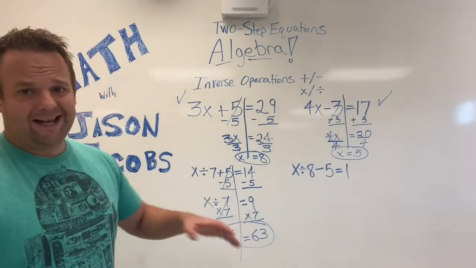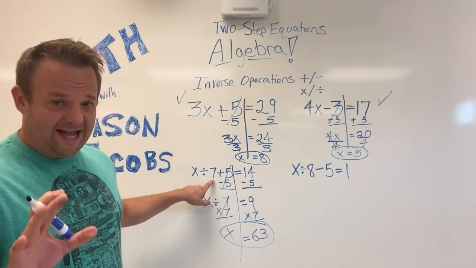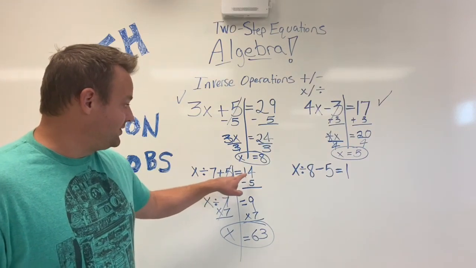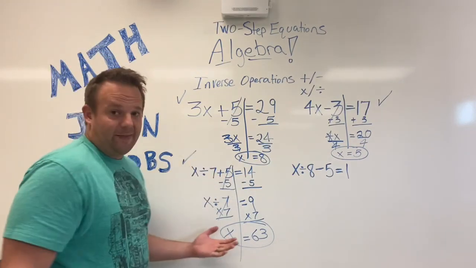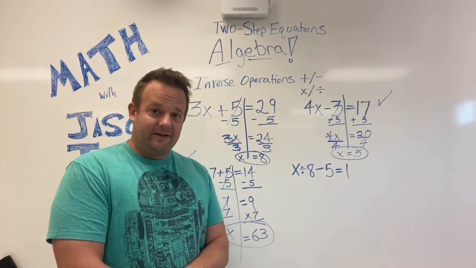Circle your answer. Let's check it, guys. 63 divided by 7, that's 9. And 9 plus 5 is 14. This checks out and makes sense. You try that one. Did you get it?